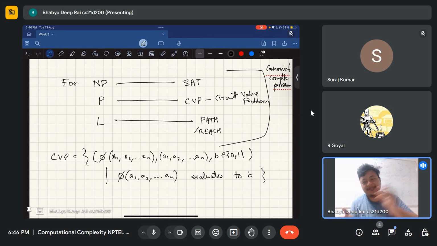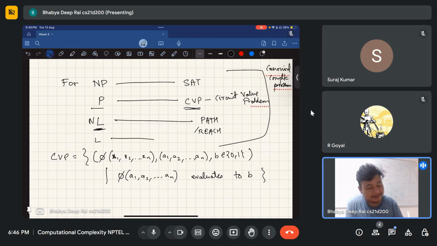SAT exactly represents what NP's machine is doing by the Cook-Levin reduction, and for P and CVP you can try the same thing, the Cook-Levin reduction. Try to check it out, okay. And what the log space machine is doing, not L, sorry, NL. What an NL machine is doing is exactly what directed reachability is doing.